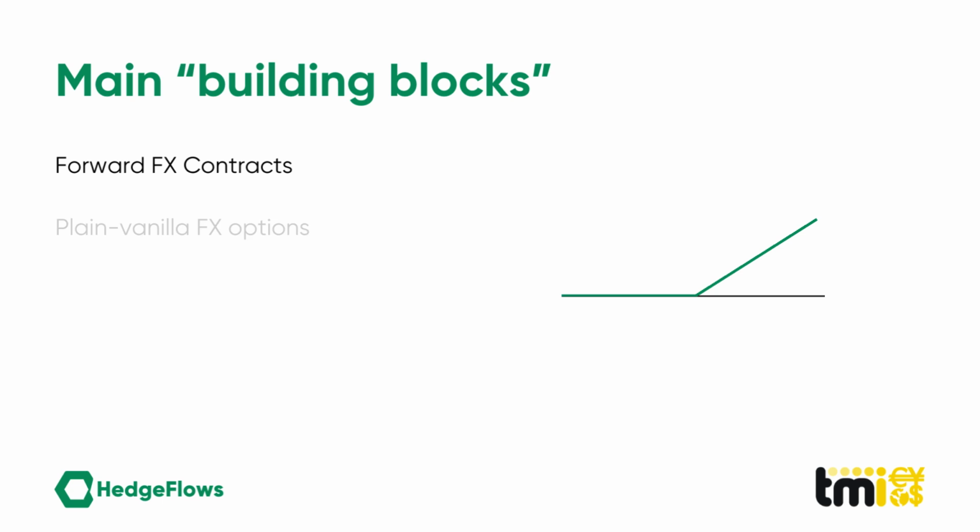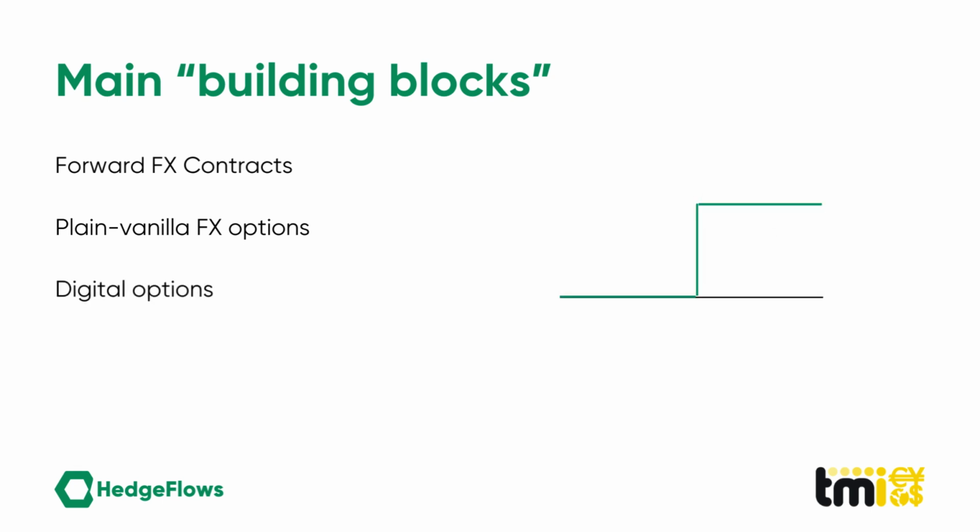Plain vanilla FX options. The most basic type of options, with a straightforward payoff, giving the holder the right, but not the obligation, to buy, in the case of a call option, or sell, in the case of a put option, a currency at a predetermined price on a specified date. Digital options. Options that have a fixed payoff if the exchange rate is above, in the case of a call, or below, in the case of a put, a certain rate level on a specified date.